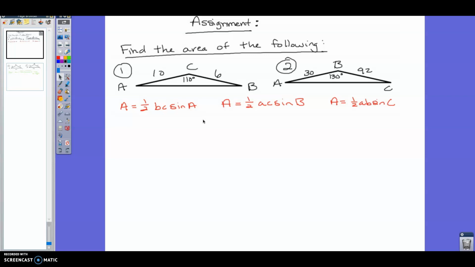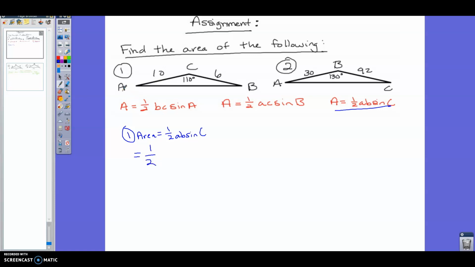The way that we determine which formula to use is we look at the angle that they gave us. For example, on number 1, they gave us the angle C. So we're going to use the formula that has angle C, which is this one over here. So the area is 1/2 A times B sine of C. So we are going to fill those things out.